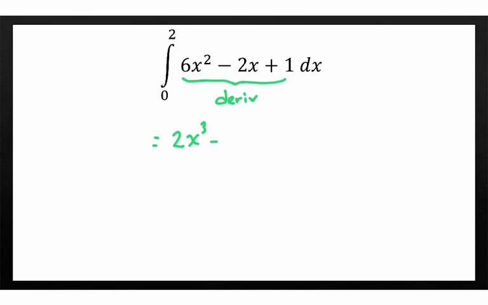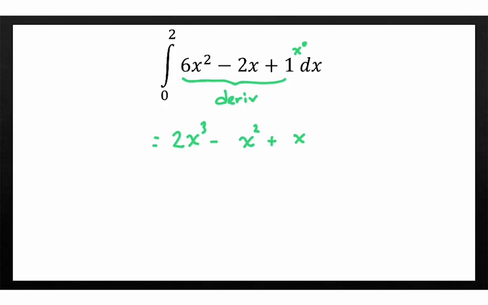We have 2x to the first. So if we add 1 to that power, that's now x to the second. And then we divide by that power, so 2 divided by 2 is 1. So minus x squared. Now the constant's a little bit tricky, but remember there's an x to the 0 attached to all constants. So if we add 1 to the power, it's now x to the first. And if we divide by that new power, we just have a 1.